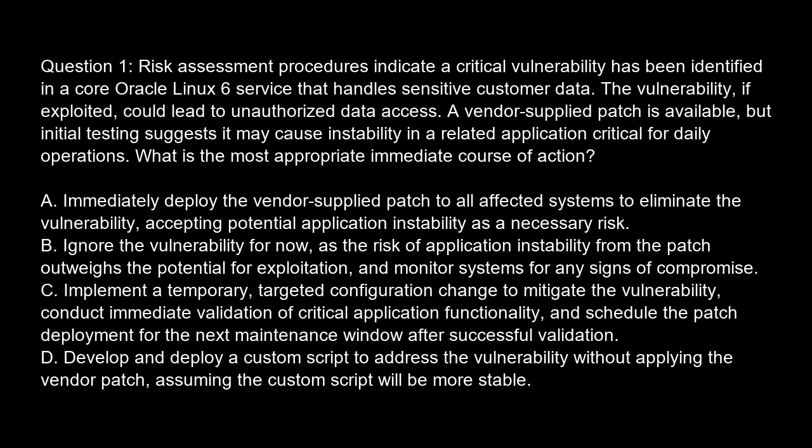Option C. Implement a temporary, targeted configuration change to mitigate the vulnerability, conduct immediate validation of critical application functionality, and schedule the patch deployment for the next maintenance window after successful validation. Option D. Develop and deploy a custom script to address the vulnerability without applying the vendor patch, assuming the custom script will be more stable.